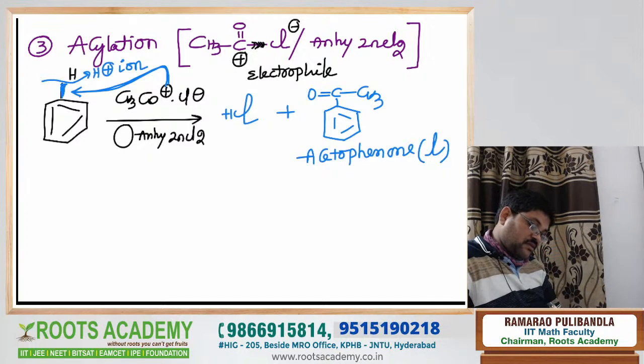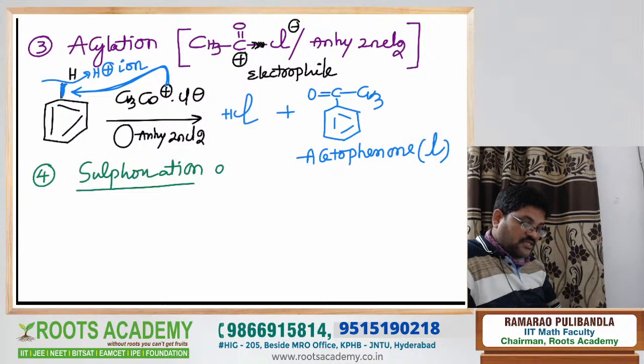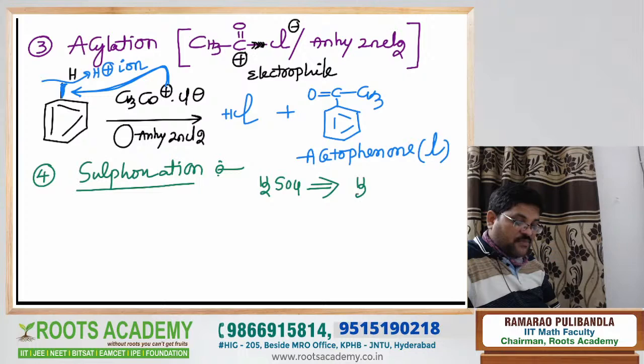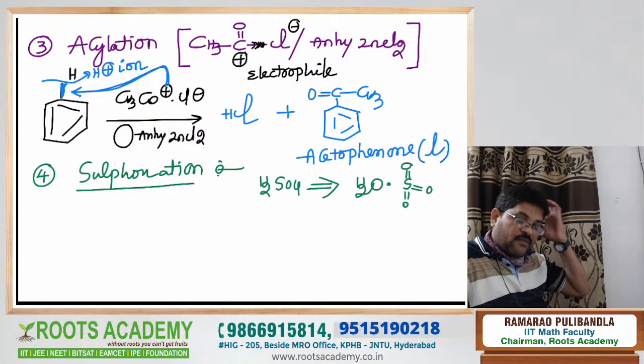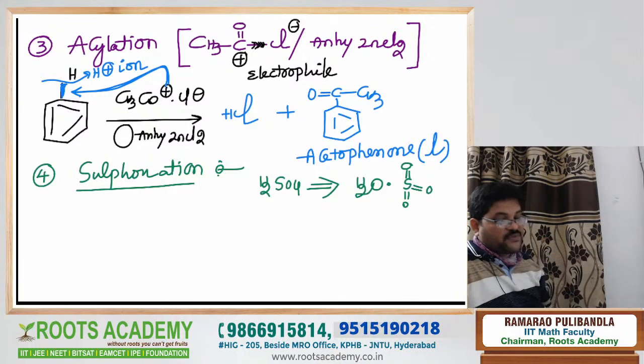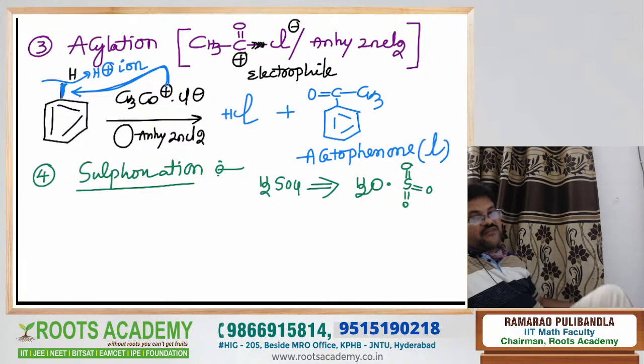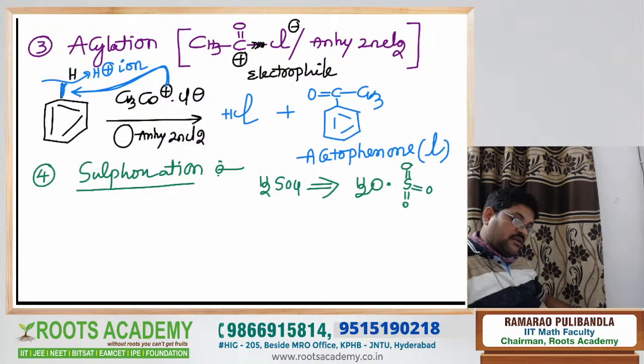And go to the next one, sulfonation. Sulfonation of the benzene. See, what is the meaning of sulfonation? Addition of sulfuric acid. Now, what is the formula of sulfuric acid? H2SO4. For easy understanding, I am writing H2O dot SO3. Both combined give you H2SO4. For your understanding of the explanation, I am writing it like that.